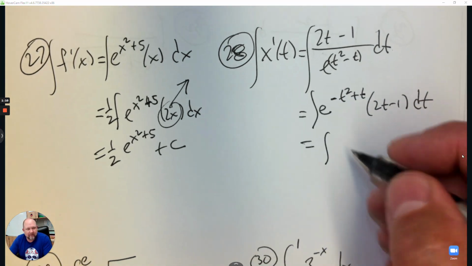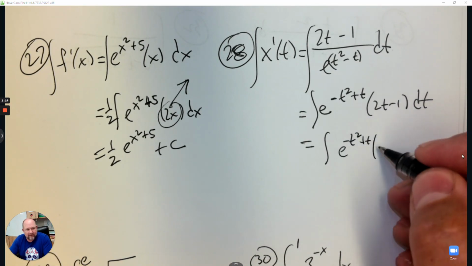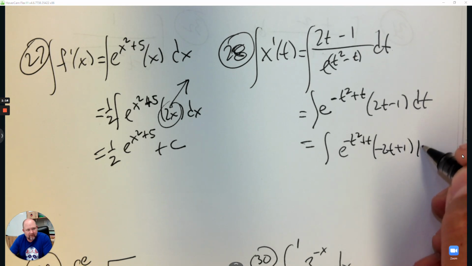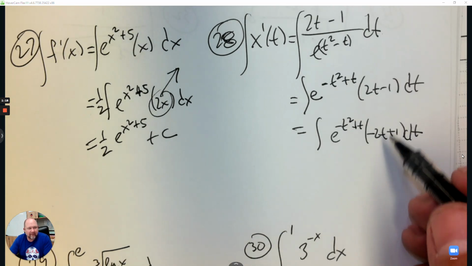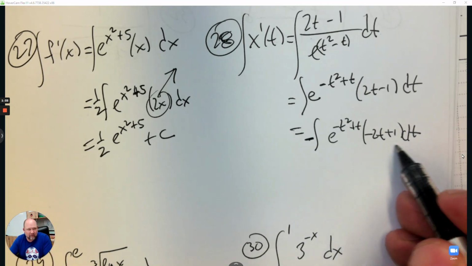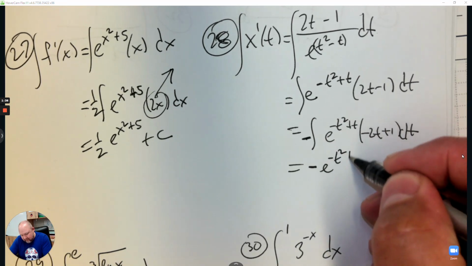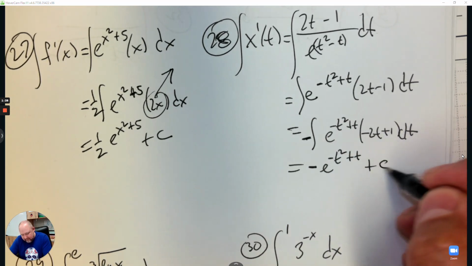So now it's written calculus friendly. The hook should be negative 2t plus 1. If you look carefully, the difference between here is -1. So if I multiplied it by -1, they would match. And so the answer is negative e to the negative t squared plus t plus c. Done.